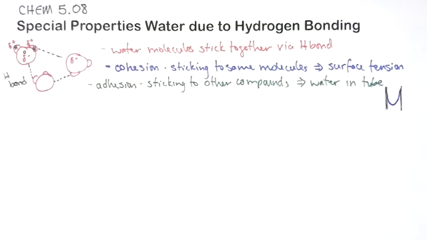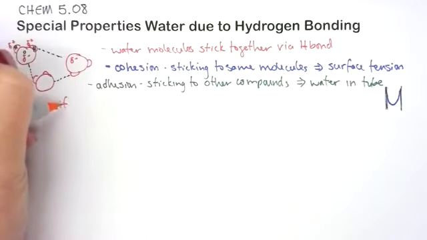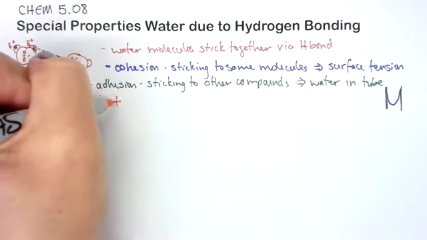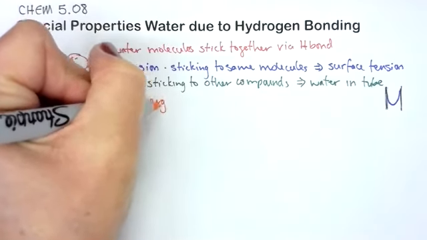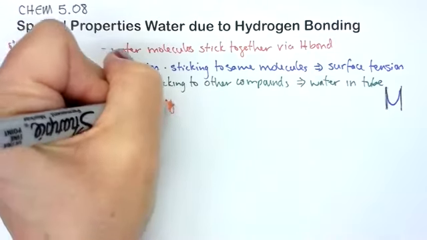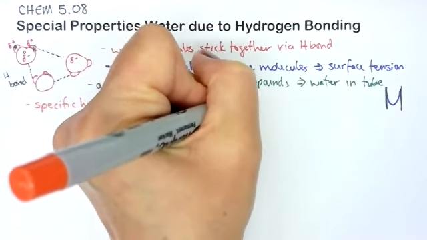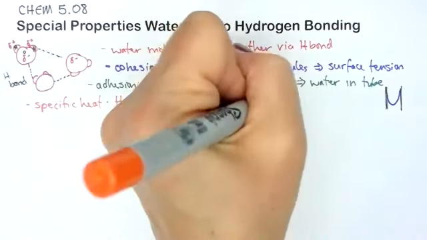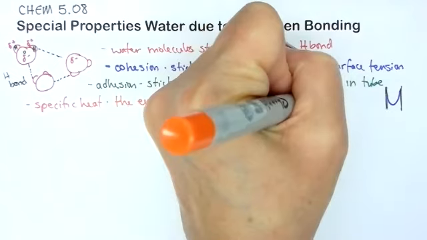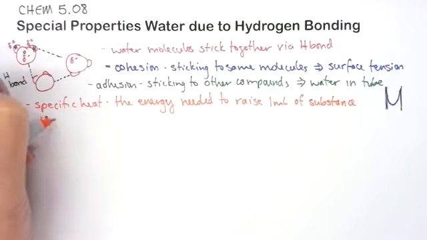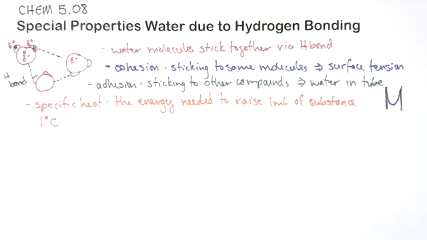Yet another property is called specific heat. Specific heat is the energy needed to raise, I think it's 1 mL of a substance, 1 degree Celsius. And water has one of the highest specific heats of any compound.